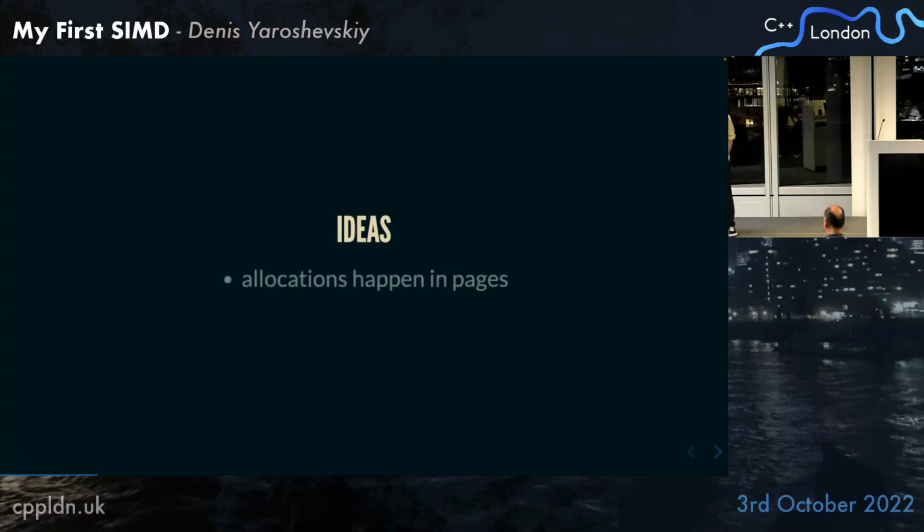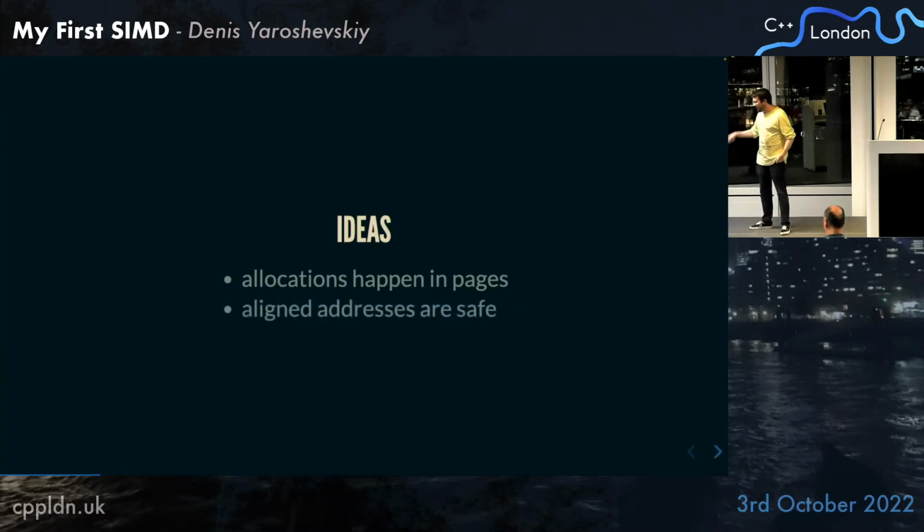Well, my first idea is that allocation happens in pages, right? So if you have a byte somewhere, you have the whole page for yourself. The page is, whatever, 4 kilobytes on x86 and 16 kilobytes on ARM, I think, minimum page. I might be wrong on the ARM thing. And the second thing that follows from the first is that aligned addresses are safe. I'll show you what I mean.